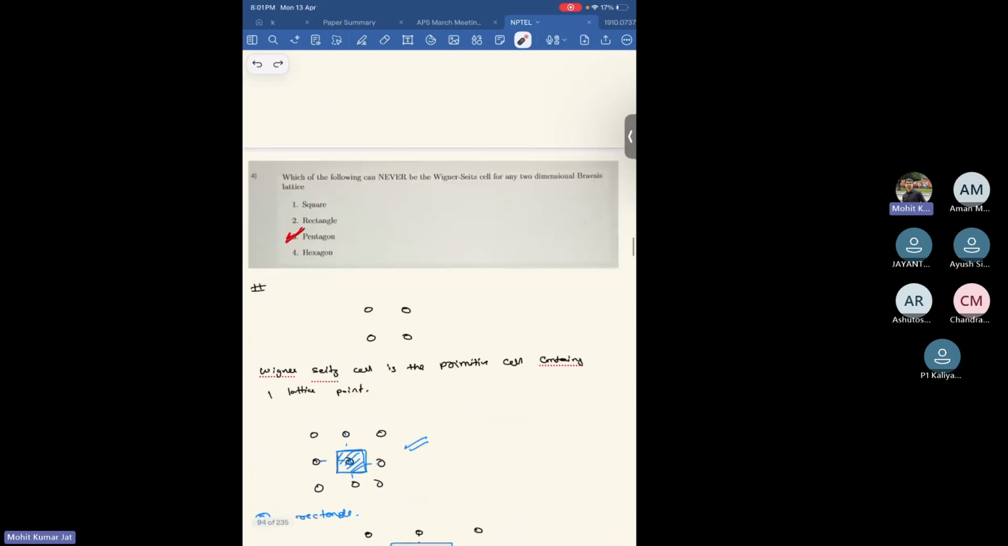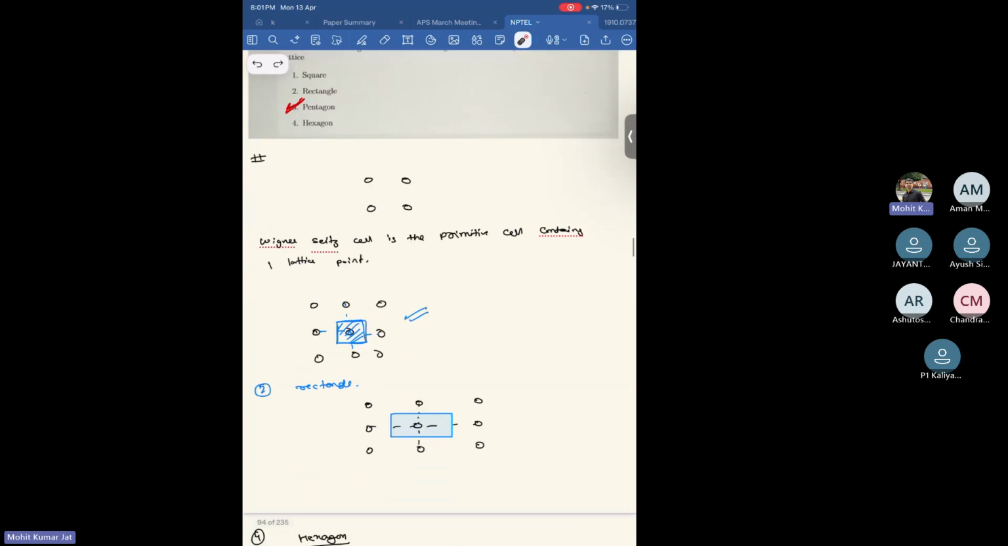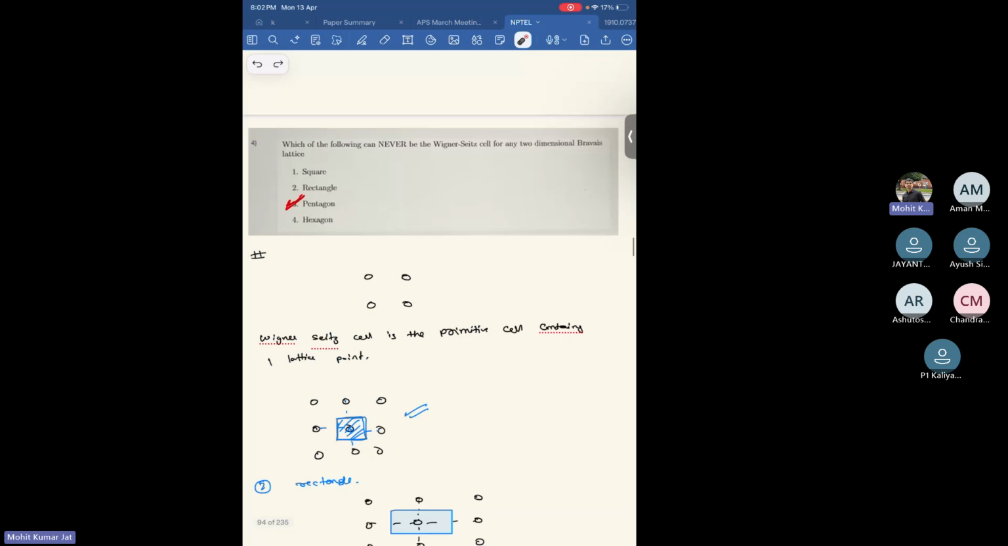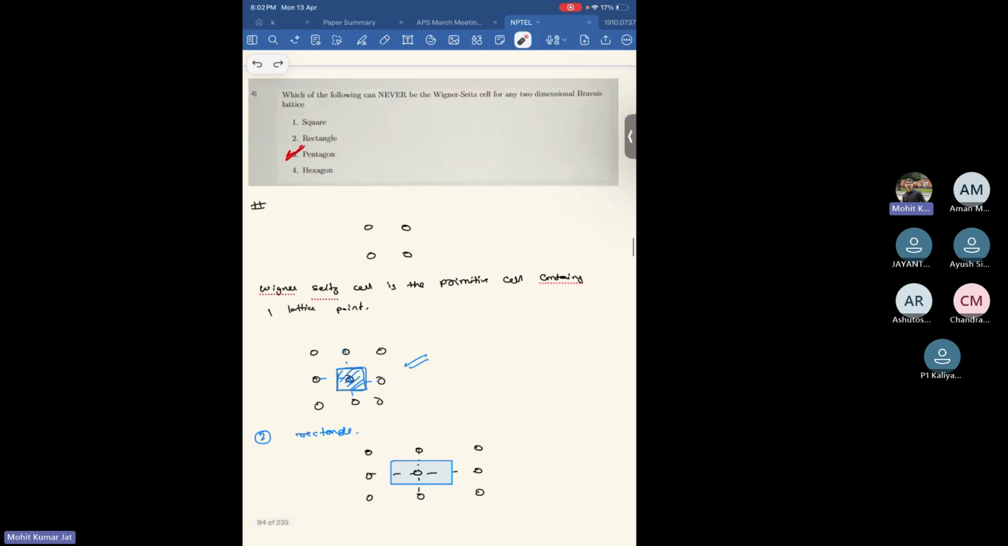If this is clear, then we'll move on to the next question: which of the following can never be a Wigner-Seitz cell for any 2D Bravais lattice? A pentagon, of course, because if you take a square lattice, you will have a square. For a rectangular lattice also, it will be a rectangle. For a pentagon, it won't be a pentagon. For a hexagon, it will always be a hexagon. So the correct option is pentagon.